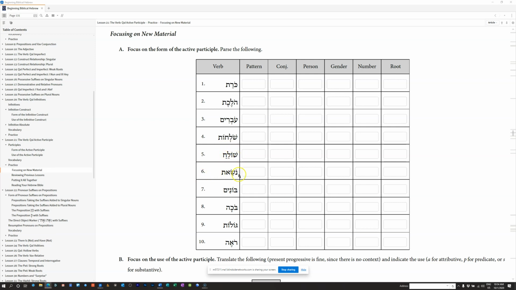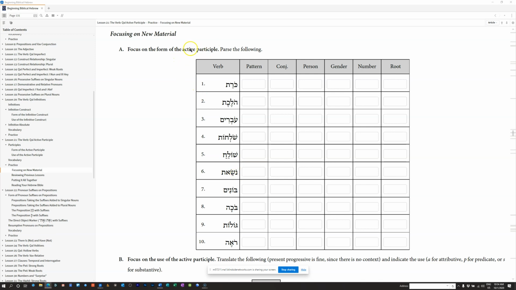Number 6, we've got nosate. Nosate. All right, now the issue here is this could give you some trouble. I want you to recognize that you've got the holem here in R1 to help you out. Without that, you might think that this is a nun prefix on an imperfect or something like that.